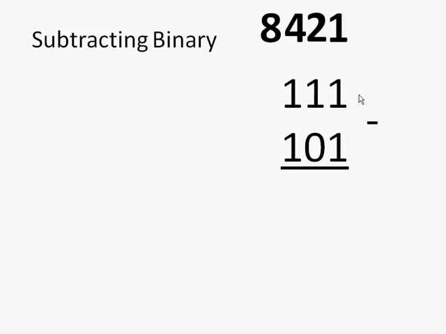So 111 in decimal is 7, 4 plus 2 plus 1, and 101 in decimal is 5. So we should come out with an answer in decimal anyway of 2, which would be 10 in binary.